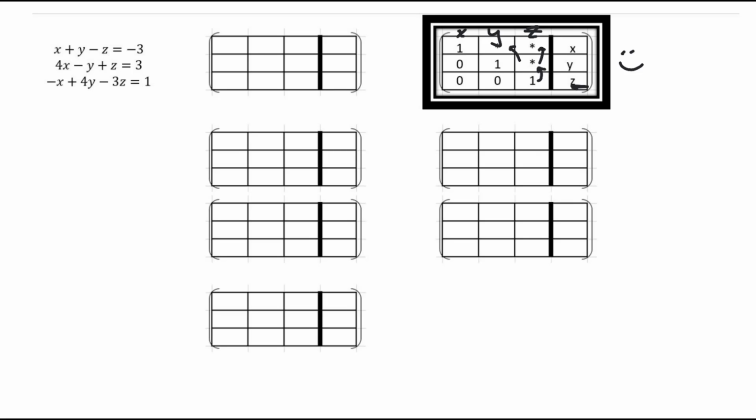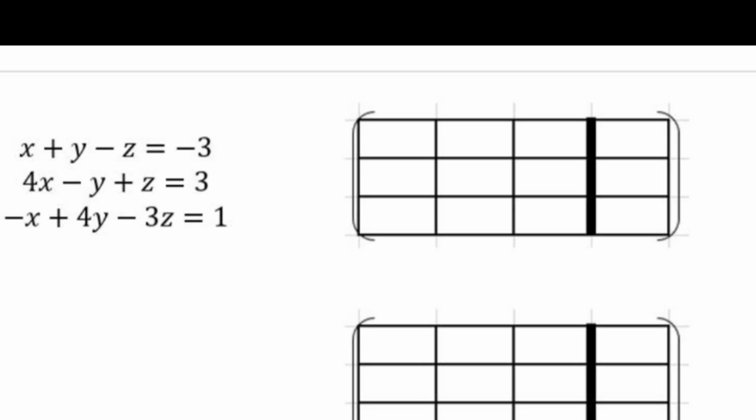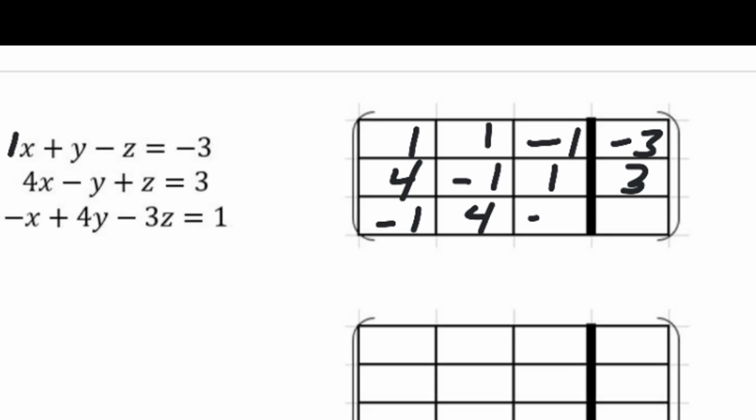So the first part's fairly straightforward. You just simply write the coefficients. Remember, if there's not a number, there really is, that's 1x. So 1, 1, do not lose your negative signs. Negative 3, 4, negative 1, 1, 3, negative 1, 4, negative 3, and 1.